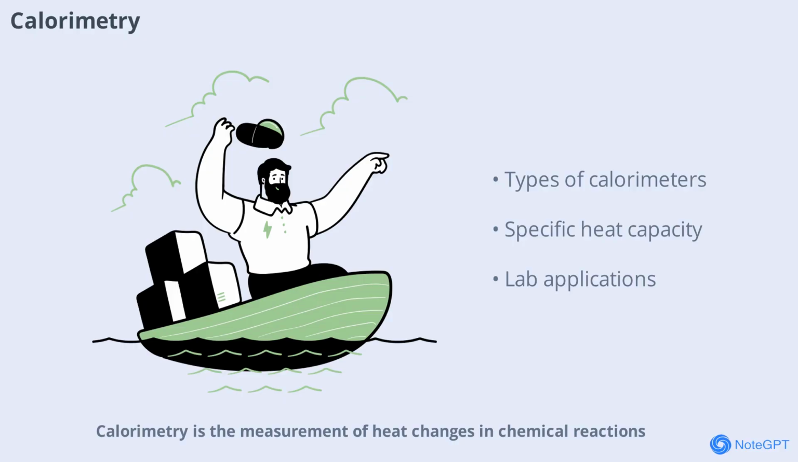Calorimetry is the measurement of heat changes in chemical reactions. We'll discuss the types of calorimeters, how to perform calorimetric calculations, and the importance of specific heat capacity. Calorimetry is widely used in laboratories to determine enthalpy changes and study reaction energetics.